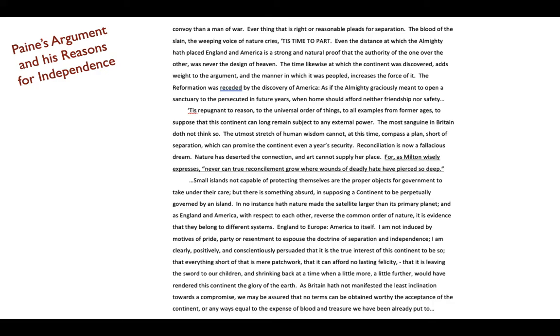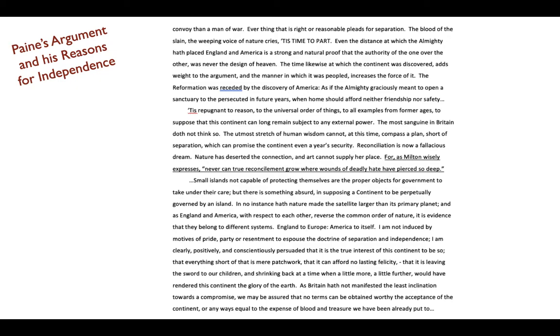In no instance hath nature made the satellite larger than its primary planet, and as England and America, with respect to each other, reverse the common order of nature, it is evidence that they belong to different systems, England to Europe, America to itself. I am not induced by motives of pride, party, or resentment to espouse the doctrine of separation and independence. I am clearly, positively, and conscientiously persuaded that it is the true interest of this continent to be so, that everything short of that is mere patchwork, that it can afford no lasting felicity, that it is leaving the sword to our children and shrinking back at a time when a little more, a little further, would have rendered this continent the glory of the earth.